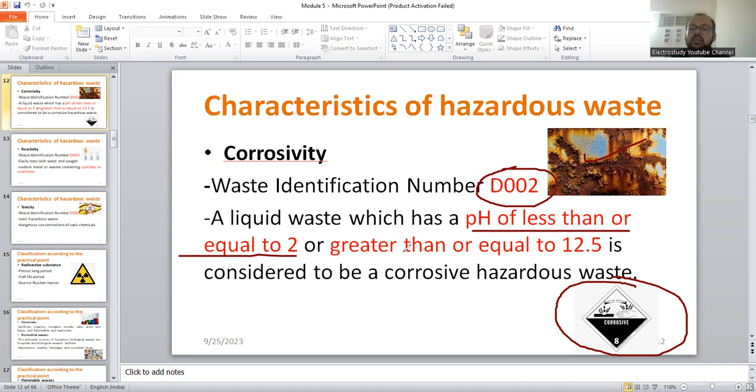Also, base material also will be a reason for corrosion. Like near the seashore, there are chances of getting corrosion. Why? Because the salt content is very high.